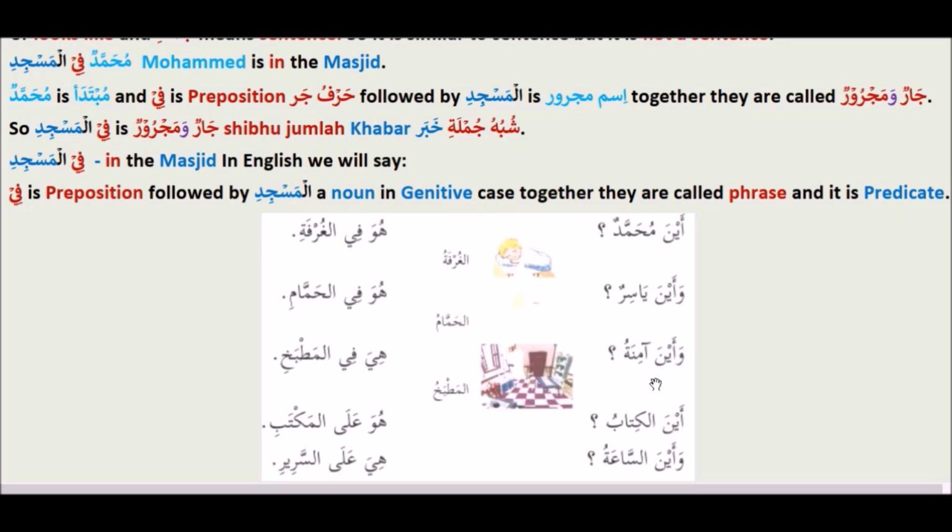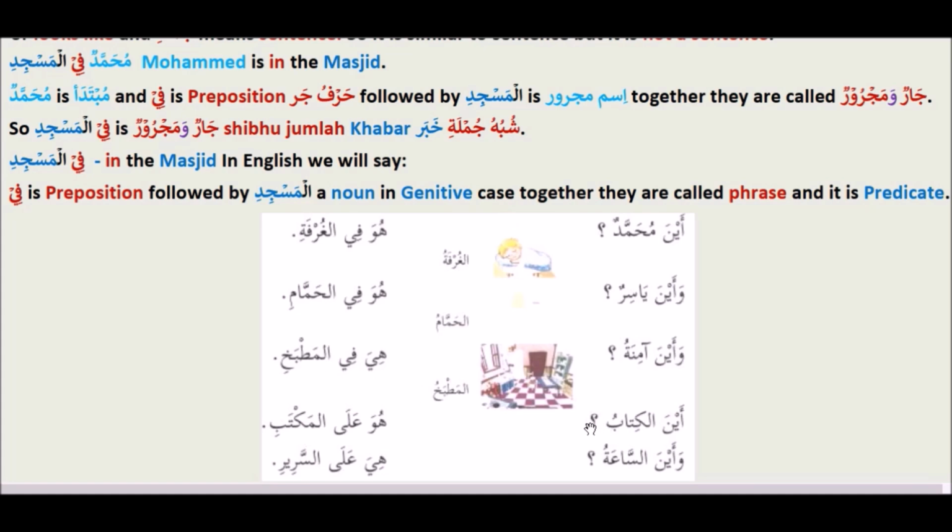Wa aina Amnatu, where is Amna? Hiya fil madbakh. Here hiya is the pronoun for female, singular, third person. Fi is harfu jar, madbakhi is jarun wa majrurun. This is kitchen. She is in the kitchen. Fil madbakhi is jarun majrurun shibhu jumla khabar. Repeat it again and again. Then we will understand everything, inshallah.